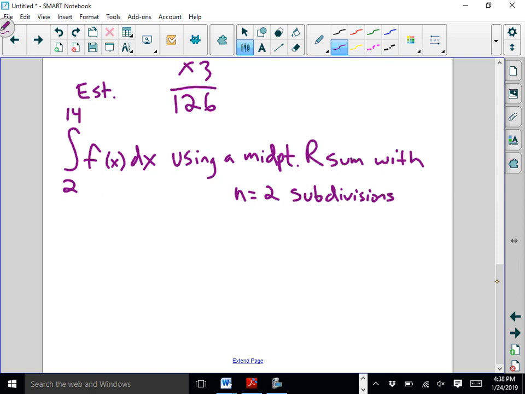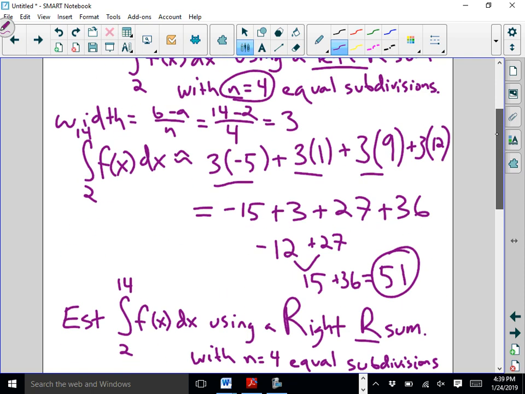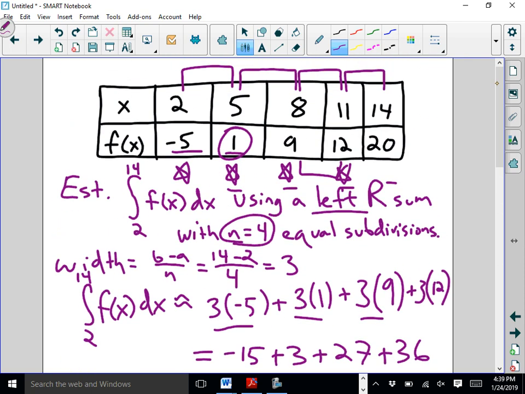Okay, first thing I hope you notice is that I changed the subdivision numbers. In fact, I can't do a midpoint Riemann sum with n equals 4 subdivisions because I just don't have enough information in my table. If I was doing a midpoint Riemann sum with 4 subdivisions, I'd have these same markings up here. Well, I don't know what f of 3.5 is. I don't know the y value for the middle of 2 and 5. Okay? So I'm switching the number of subdivisions so we can actually do this.